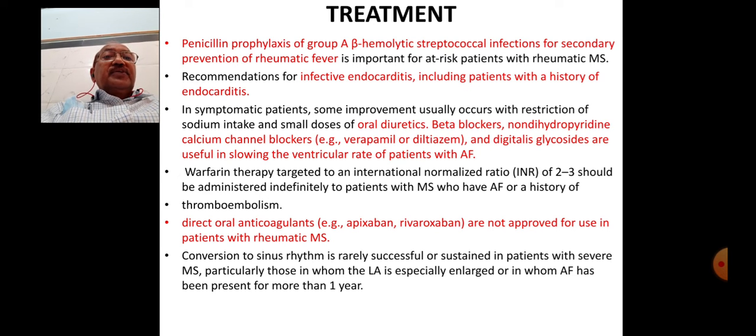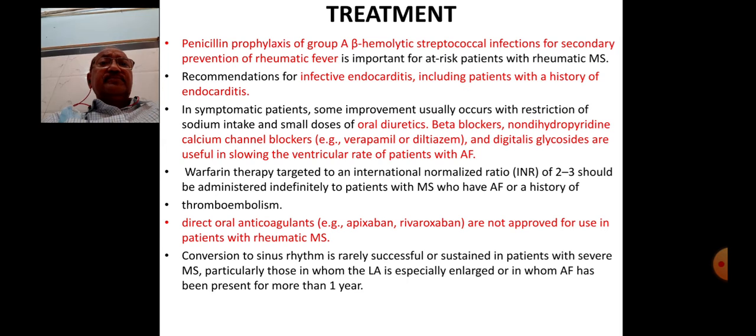In symptomatic patients, some improvement usually occurs with restriction of sodium intake and small doses of oral diuretics, beta blockers, or other rate-reducing agents such as non-dihydropyridine CCBs and digitalis, especially in patients who have gone into atrial fibrillation. Of course, warfarin therapy with a targeted INR of 2 to 3 should be administered indefinitely to patients with MS who have atrial fibrillation or evidence of thromboembolism.